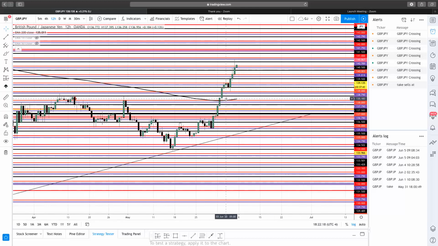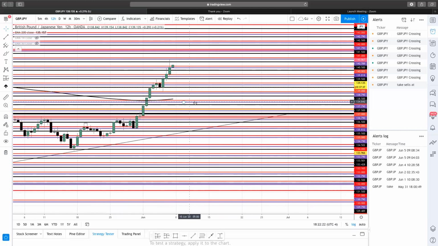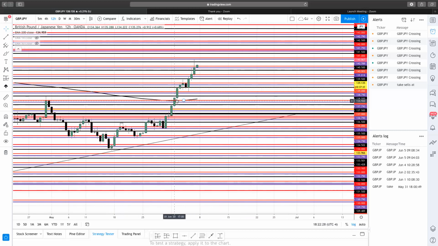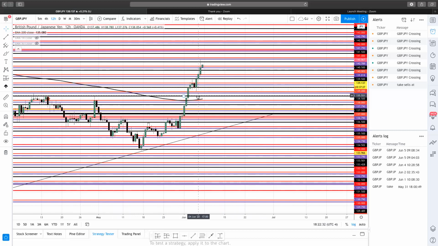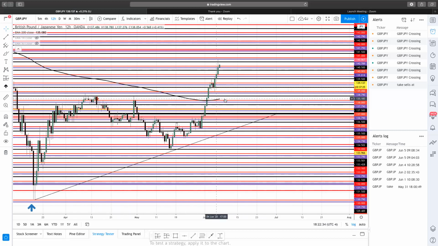Once it basically came right off of 135, because if you look to the right, the red. Remember we got the red, blue, and black, the even number. So it bounced off the even number, 135 even, and that thing shot up, man. So until it technically drops below the 200, you're gonna only be looking for buys.